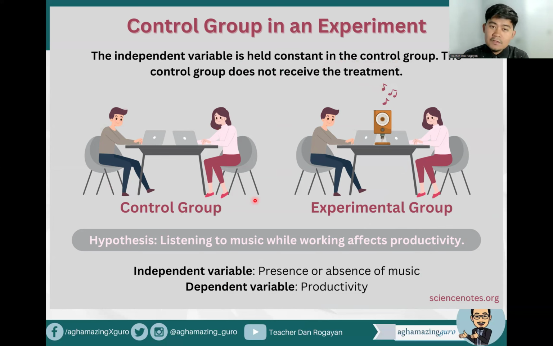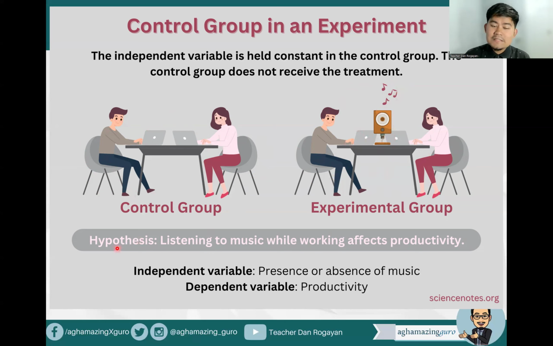treatment. So for the control group, usually in the context of teaching strategy, we use the traditional method of instruction, while for the experimental group, we actually infuse or expose our students to an innovative teaching strategy or an innovative pedagogical technique. So in this case, you can see that there is an absence of a treatment, while in this one there is an exposure to a treatment or an intervention through music, because the hypothesis here is that listening to music while working affects productivity.